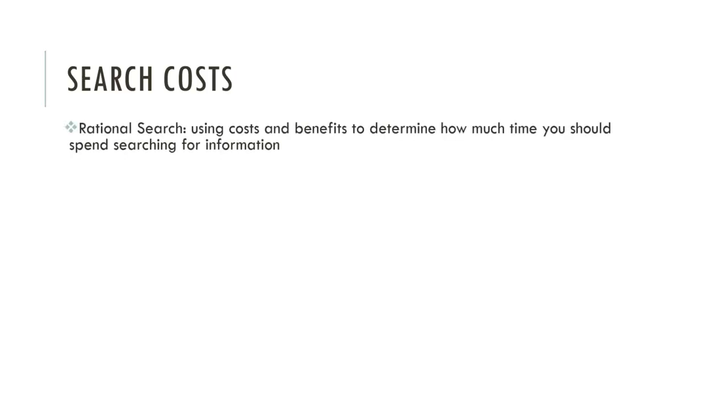So we're going to do what's called a rational search. We are going to use costs and benefits to determine how much time we should spend searching for information. And the idea is that we're going to keep searching as long as that marginal benefit is greater than the marginal cost of finding that next piece of information.